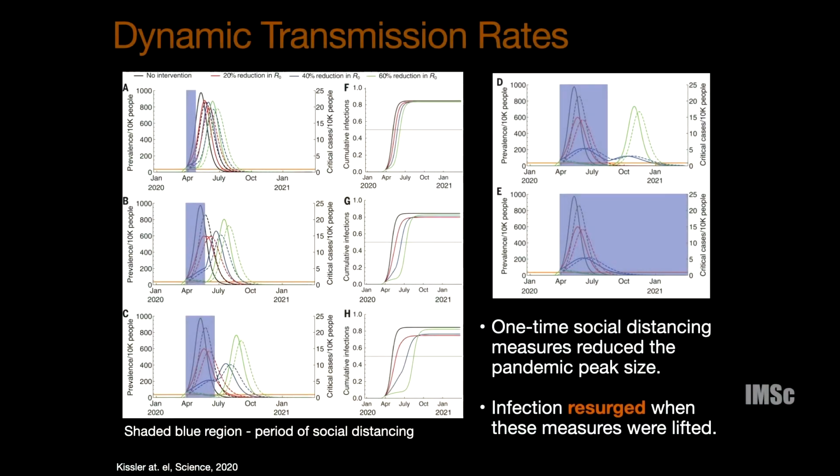So the conclusion is that one-time social distancing measures reduce the pandemic size, but infection resurges when these measures are lifted, right? So the conclusion you can take away from this is that strict interventions or strict lockdowns are not always the best choice.